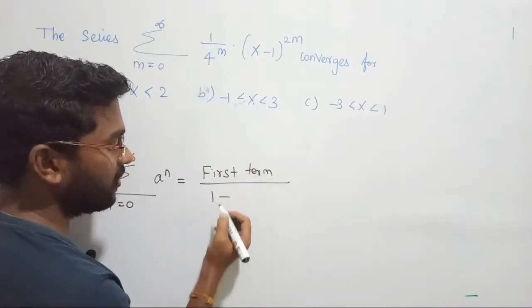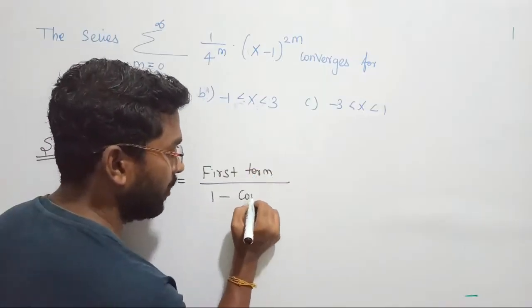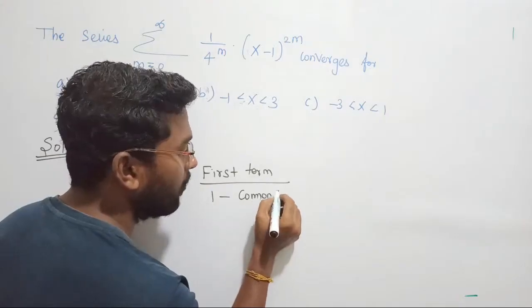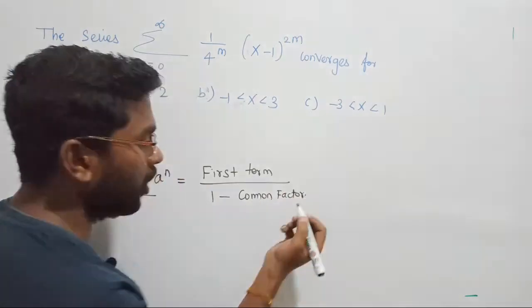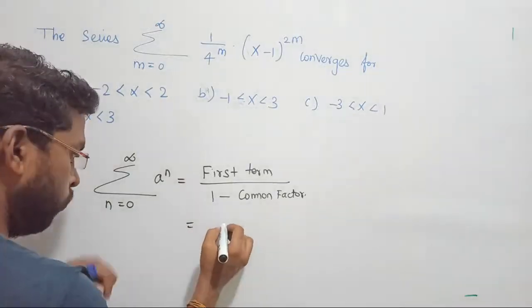In the denominator we have to consider 1 minus common factor. We have to consider 1 minus common factor. And I told you for this one anyway.